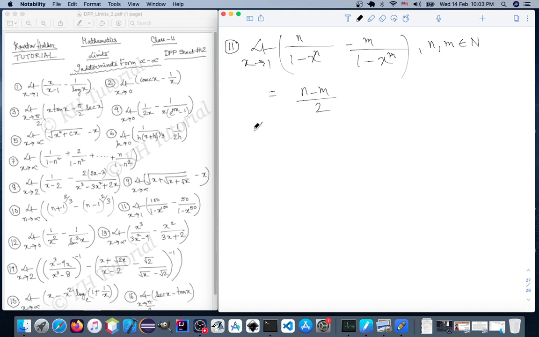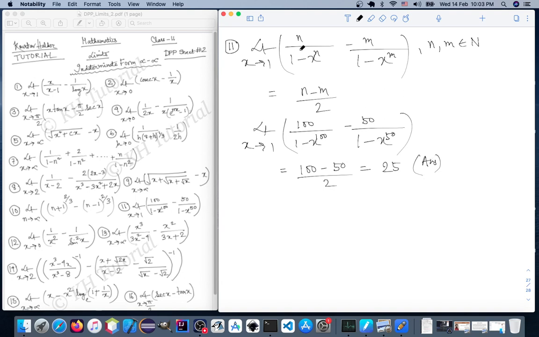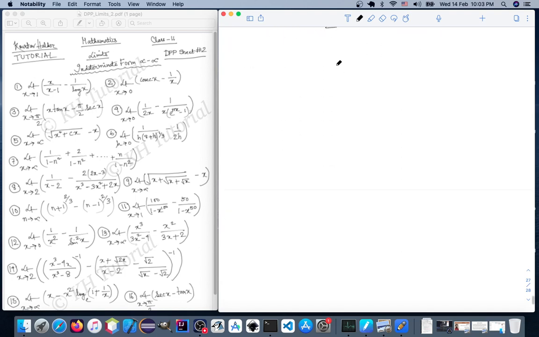So the answer will become, it is given that x tends to 1, 100 by 1 minus x to the power 100 minus 50 by 1 minus x to the power 50. Over here n is 100 and m is 50. So the answer is 100 minus 50 by 2, which is 25. Please check my previous video where I have solved this limit, n by 1 minus x to the power n, this one. Then you will understand. So let's do problem number 12.